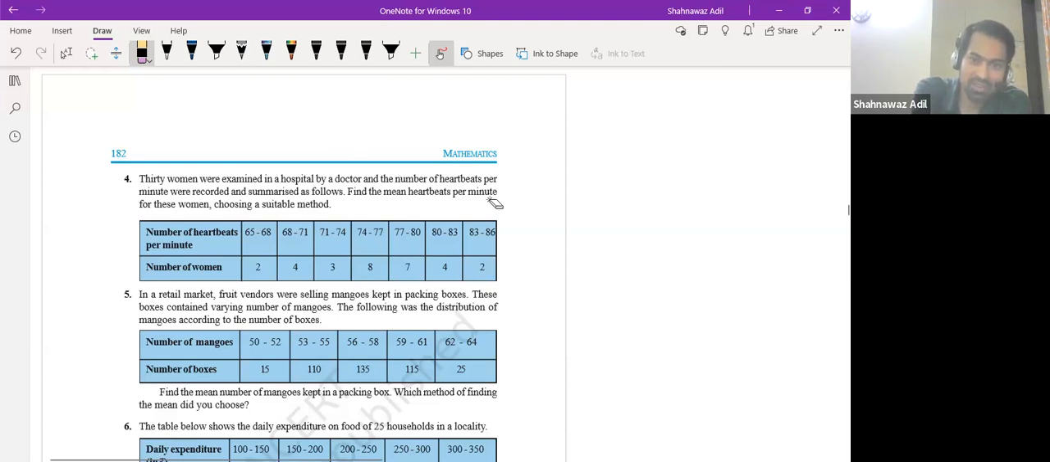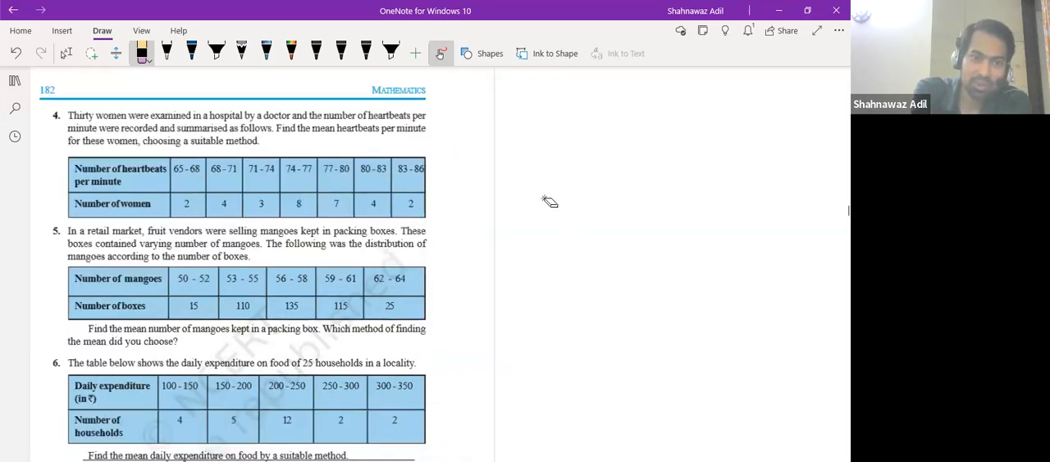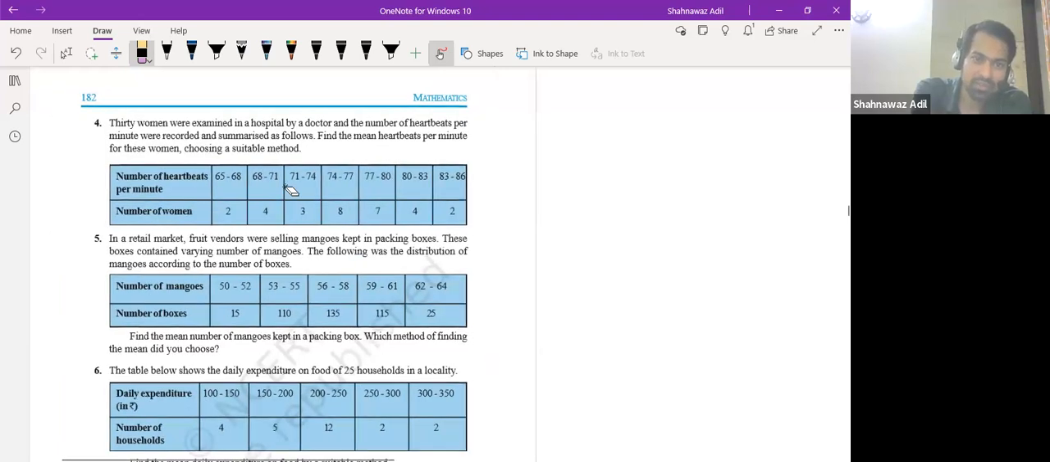So you guys know which method you should use to find the mean, choosing a suitable method. Step deviation. Good, Aisha. So you guys do the step deviation and calculate what the mean would be. Please use the step deviation method as Aisha said.